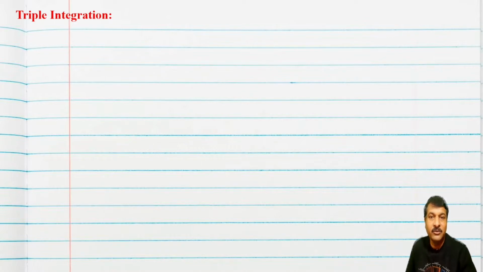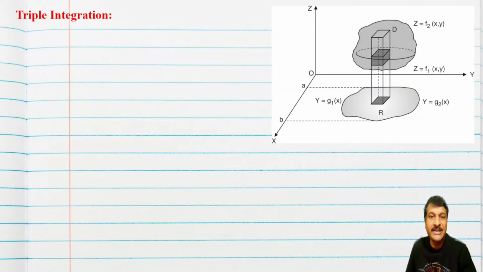Hello students, today we are going to start triple integration. It is the extension of double integration. It means if we know how to decide the limits of double integration, then it is the easy part. It is only an extension by one variable, that is supposed to be z here.